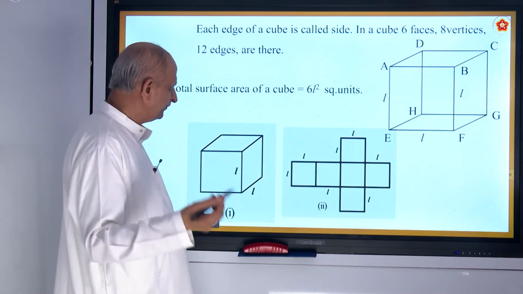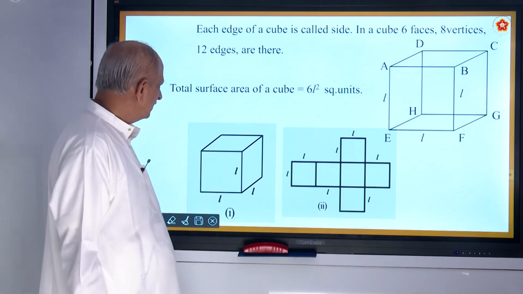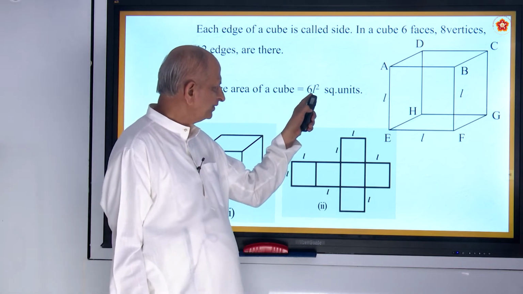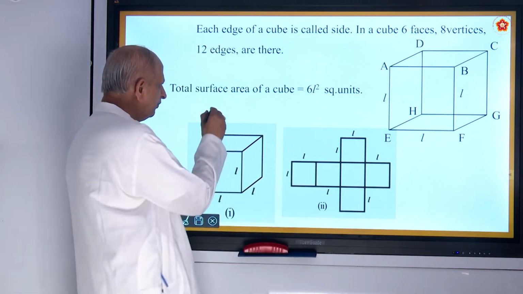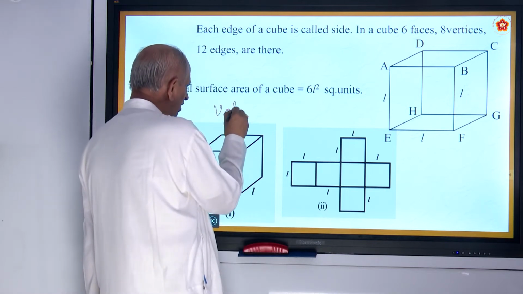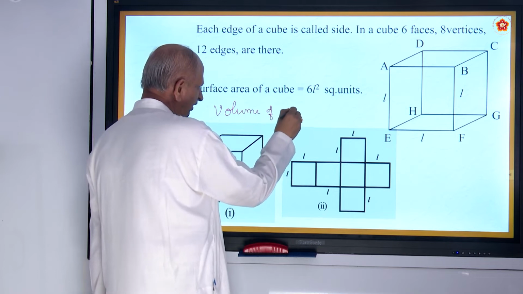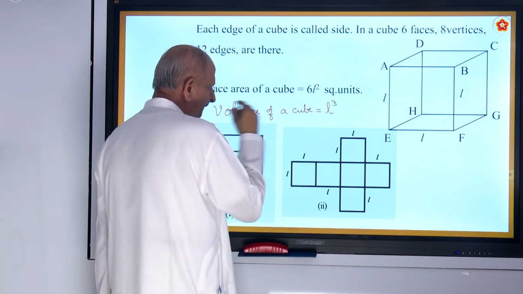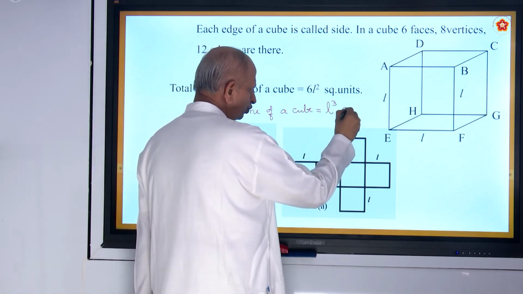So you can also think of so many cubes in your daily life. And total surface area of a cube is given by the formula 6L square square unit. And volume also. How do you find a volume? LBH in case of a cuboid. Here it is L cube. L into L into L. So much of cubic units.